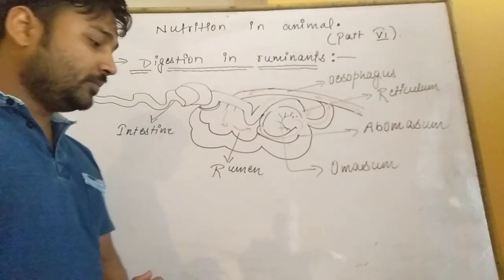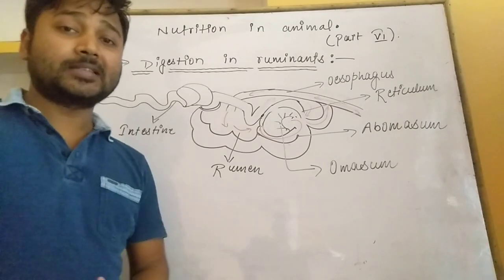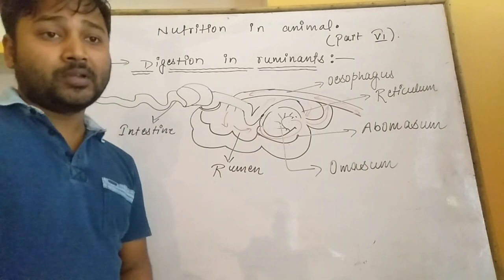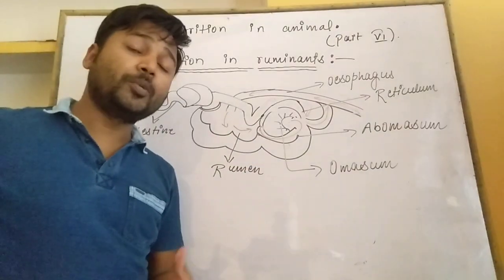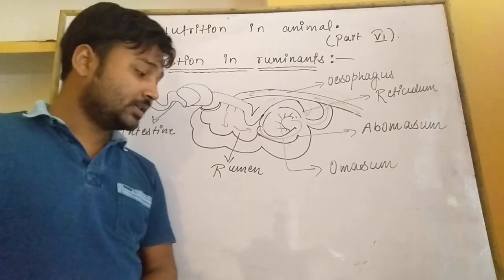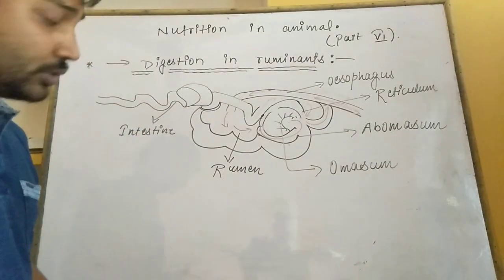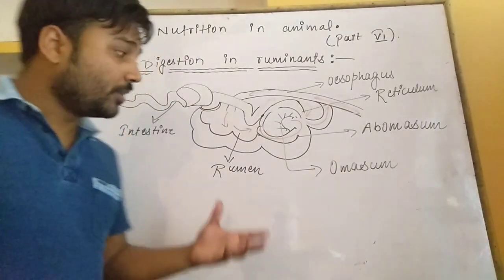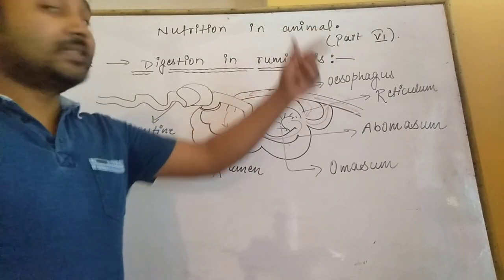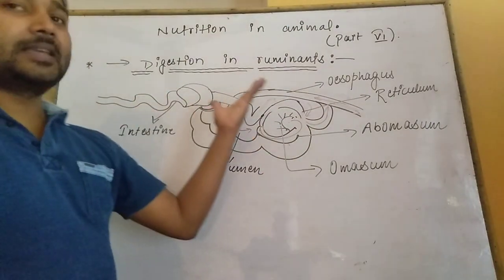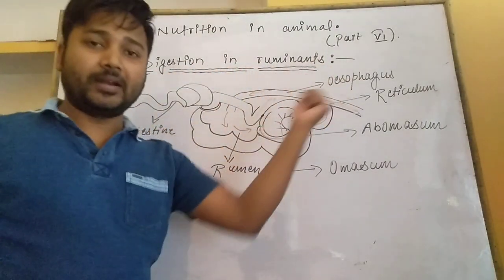Good morning, everyone. In the previous class, I finished the human digestive system, nutrition in the human digestive system, and how the process takes place. Now, this is nutrition in animals, part 6. We will discuss digestion in ruminants.